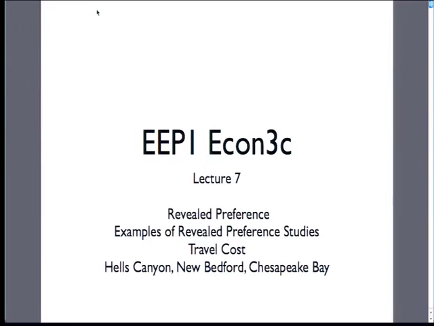Okay, so moving forward, today we're going to talk about revealed preference, when we can find consumer demand for environmental goods through observing or measuring their behaviors. And we'll work through what's called the travel cost method and talk through some case studies about that.